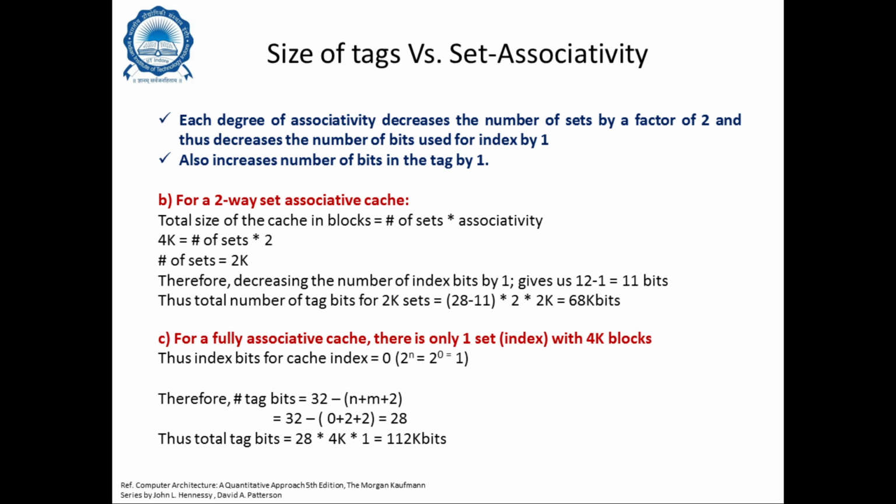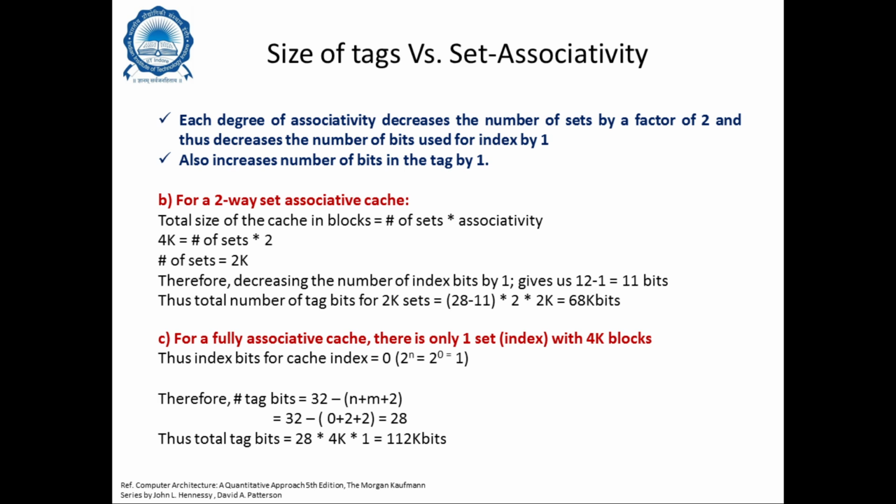for the total number of elements per set, which are 2, how many tag bits are reserved, and that is multiplied by the total number of sets that is available. Okay, so two elements, each element having 28 minus 11 number of tag bits. For two elements, that is into 2, and for the total number of sets is into 2K. So that gives you 68 kilobits.